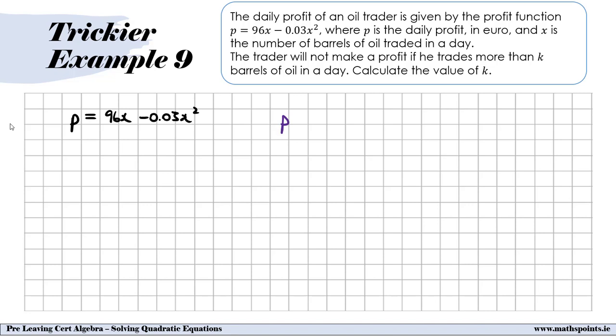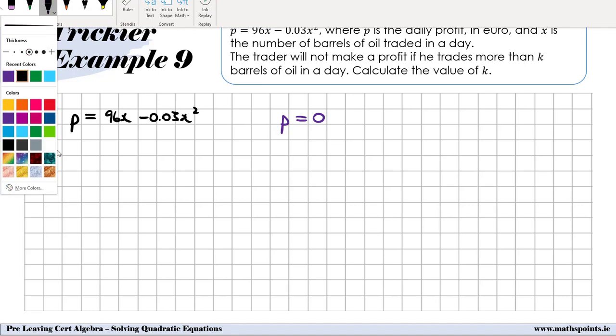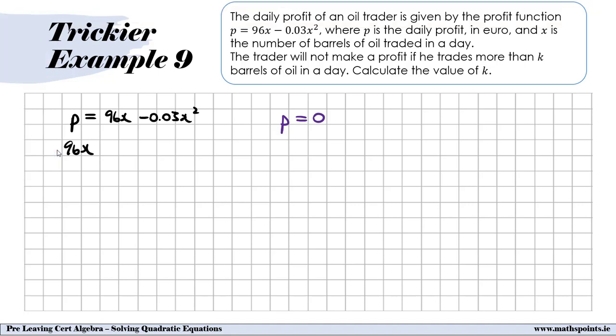And if they don't make a profit, well then the profit is 0. And so what I'm going to do is I'm going to let this formula for the profit equal 0 and solve for x. What would x have to be to give a profit of 0? So this is factorization where we have two terms. It is a quadratic equation, but we have no number part or constant term in the equation. So we're going to factorize this using a common factor.